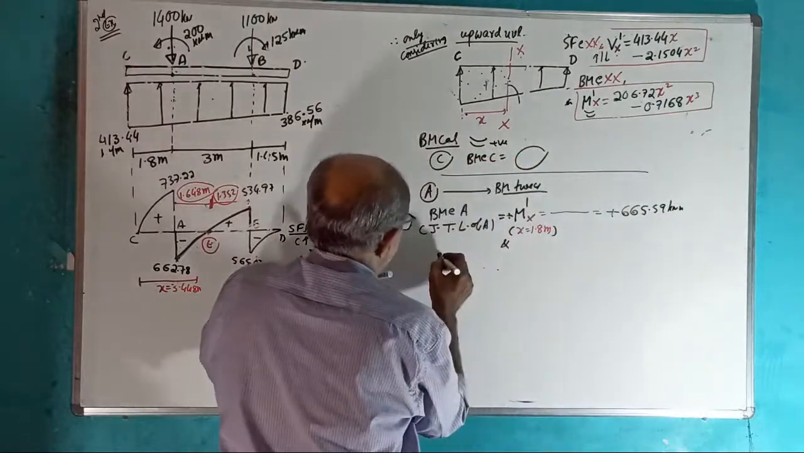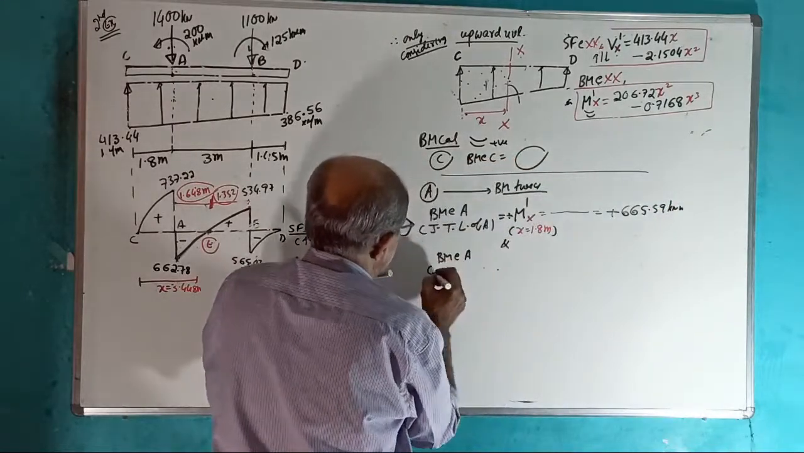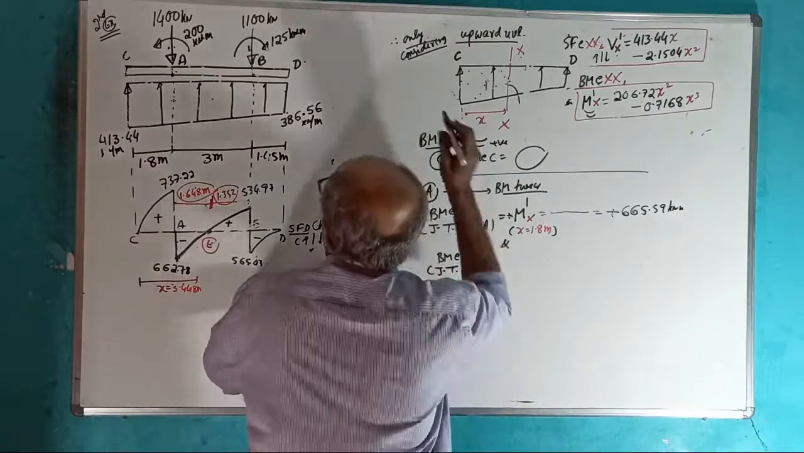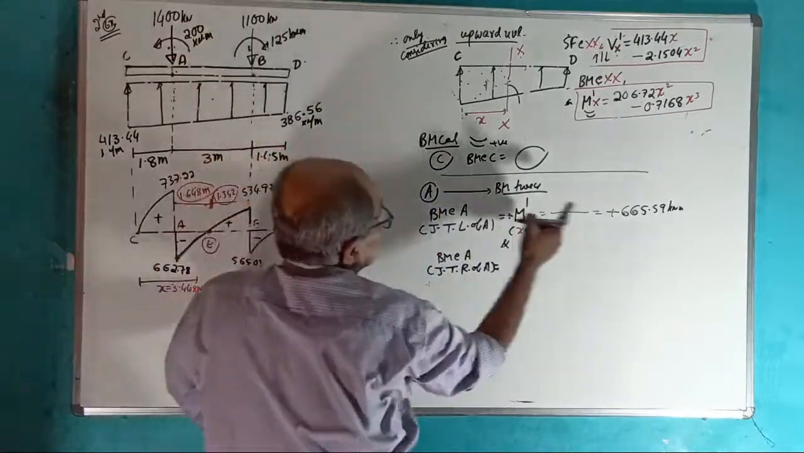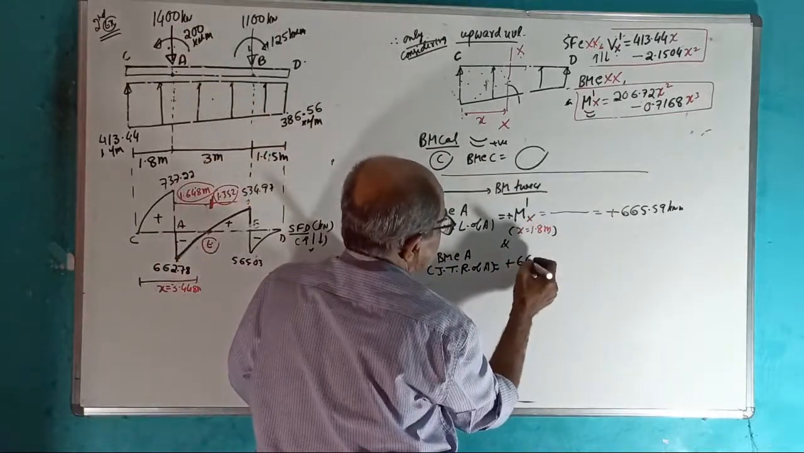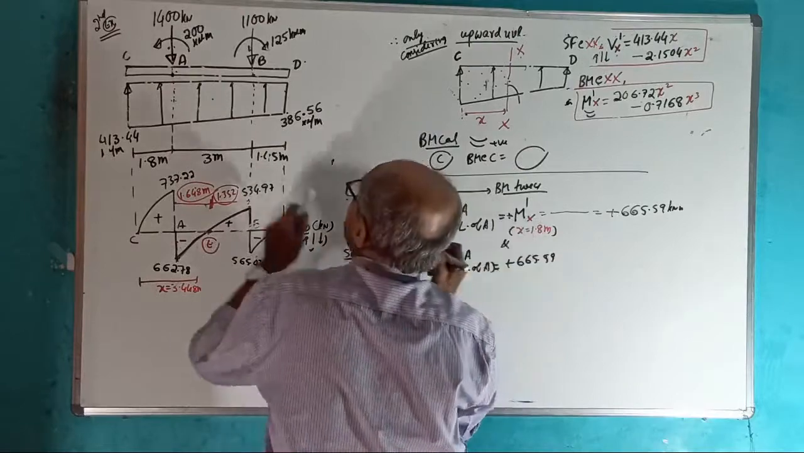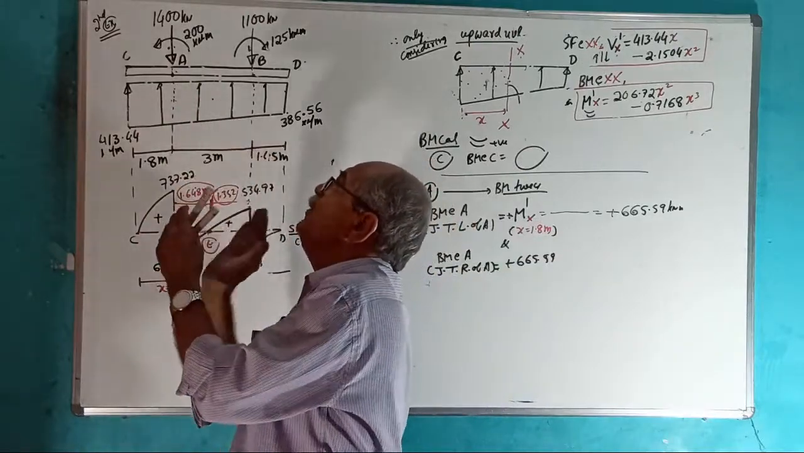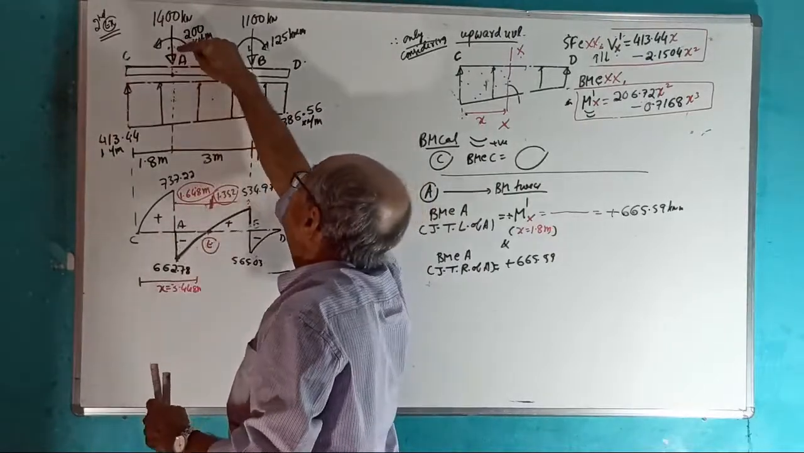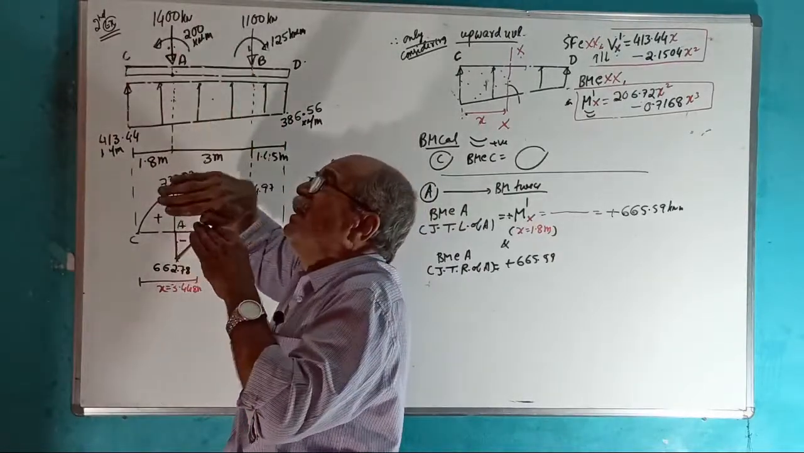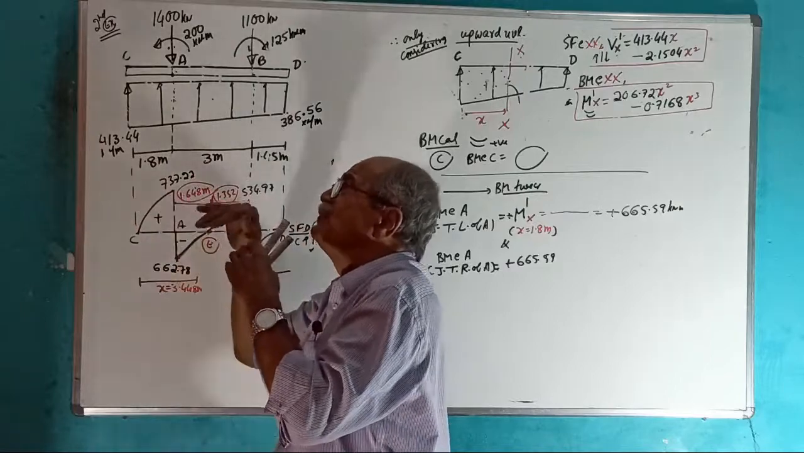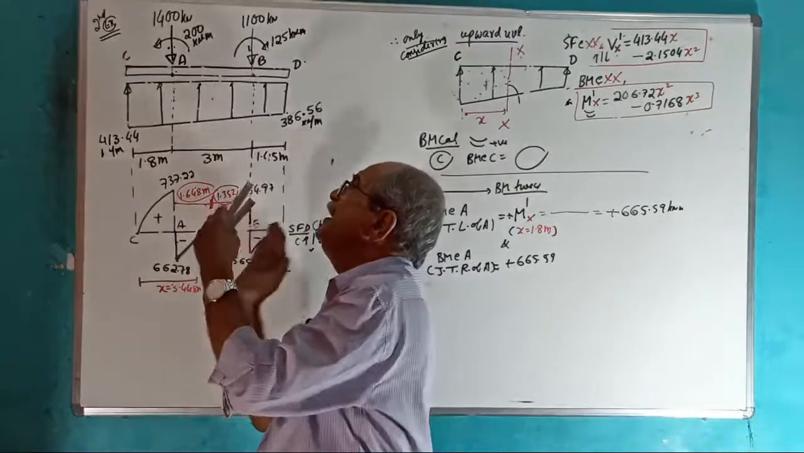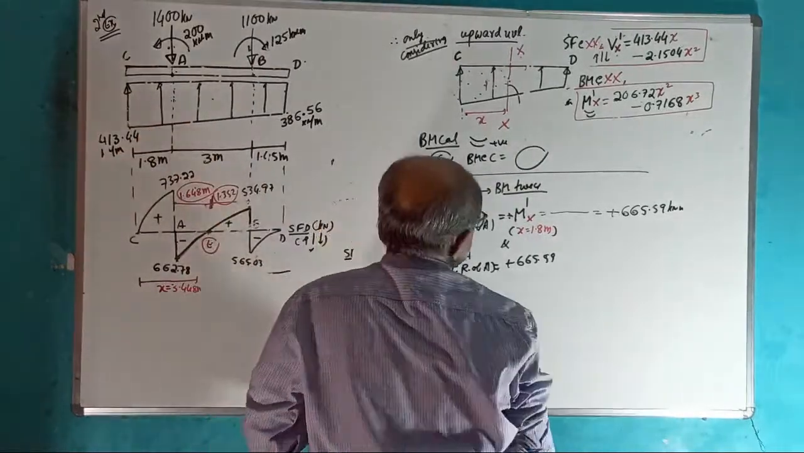And bending moment at A, just to the right of A, equals whatever BM you got just now there plus 665.59. Then see, last time it was this way plus, now it is this way. Tell the answer. When you see from here, 200 plus or minus.